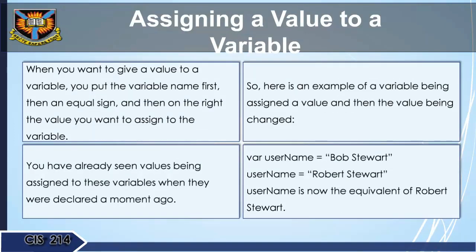Assigning a value to a variable. When you want to give a value to a variable, you put the variable name first, then an equal sign, and then on the right the value you want to assign to the variable. You have already seen values being assigned to these variables when they were declared a moment ago. So here is an example of a variable being assigned a value and then the value being changed. var username is equal to Bob Stewart. Username is equal to Robert Stewart. Username is now the equivalent of Robert Stewart.